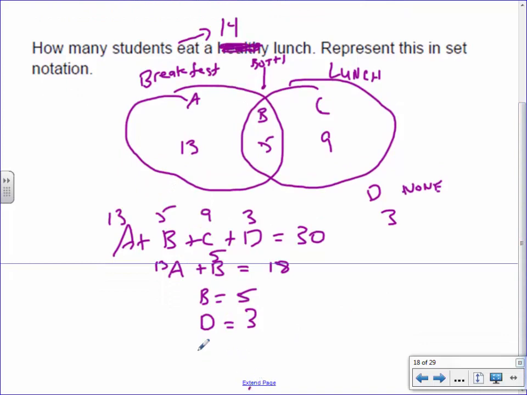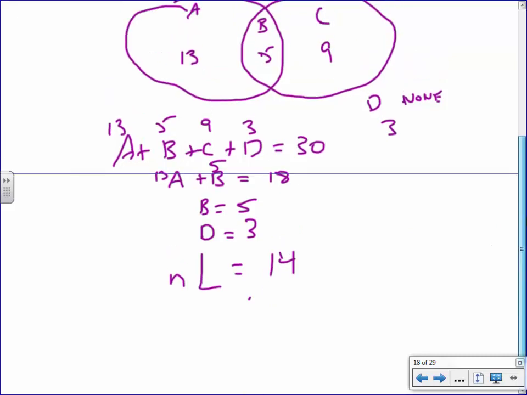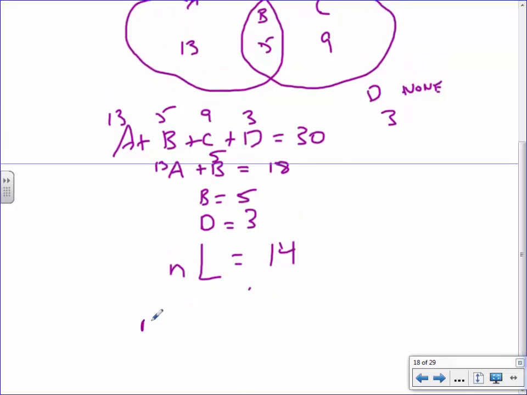Well, then you would say that the number of kids who had lunch would be 14. If I were to represent some of the other things we did, not that it was the question, but if I were to ask you, for example, the number of L minus B's, what would that one be? Yep. If I were to give you B slash L, 13.